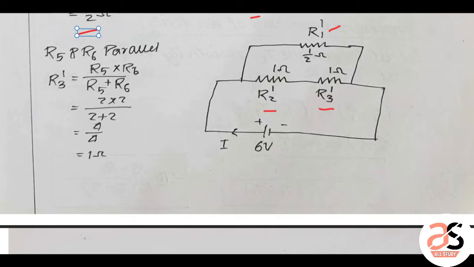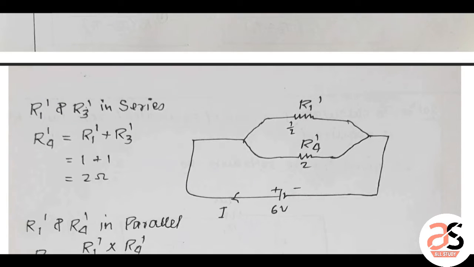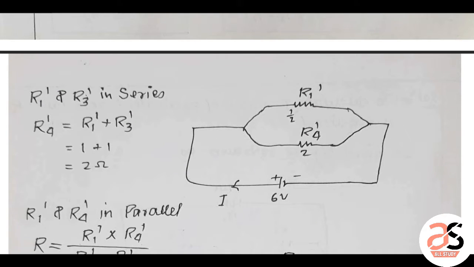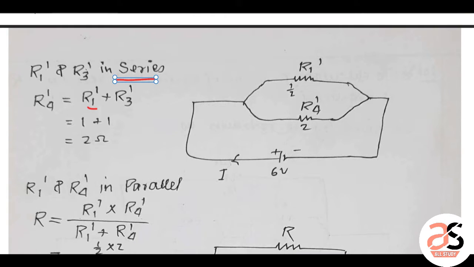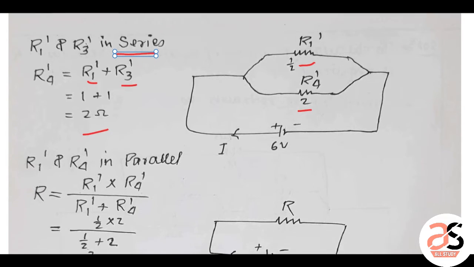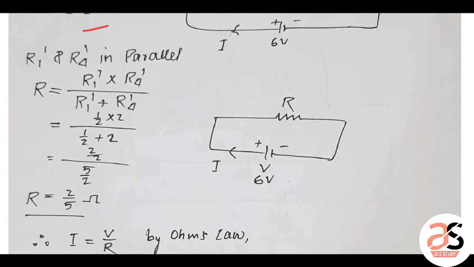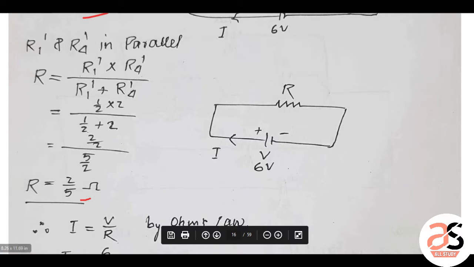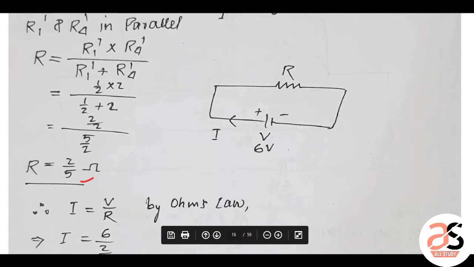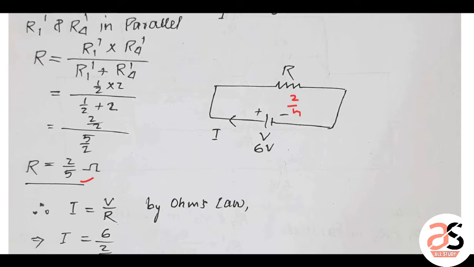So finally here, now these two will be in series. R2 dash, R3 dash they are in series. Like this, R1 dash, R3 dash series. So now they are in parallel. So the total parallel value will be 2 by 5 ohm. Now here the total value is 2 by 5 ohm.